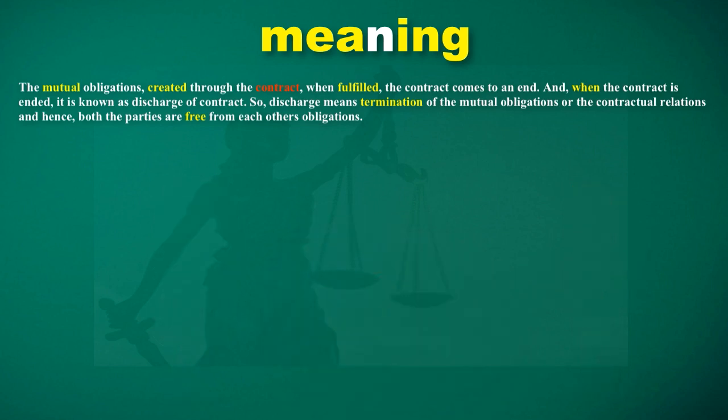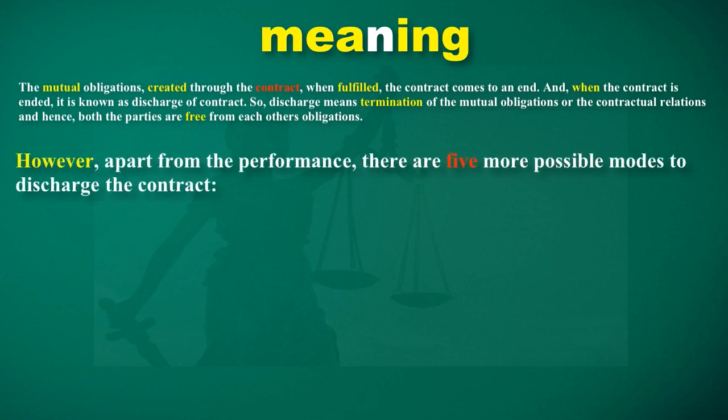Now, the next point says that, apart from performance, which is one of the modes of discharge of contract, there are 5 more possible modes to discharge the contract. Those we have seen already in the key terms: by agreement or consent, by impossibility of performance, by lapse of time, by operation of law, and by breach of contract. In order to understand them, let's discuss each one of them separately. Let's start with performance.